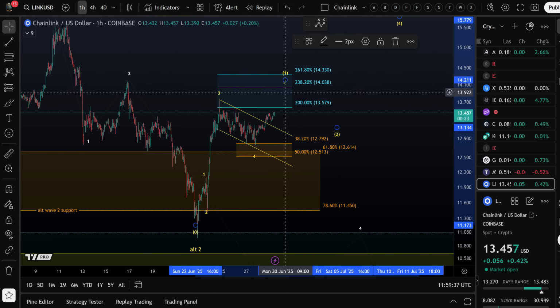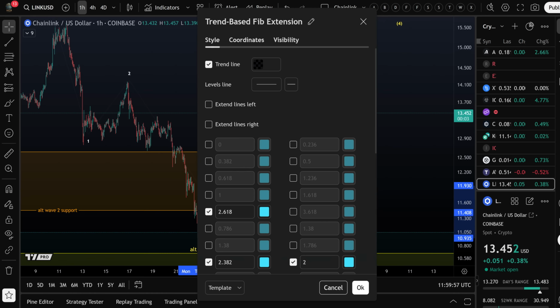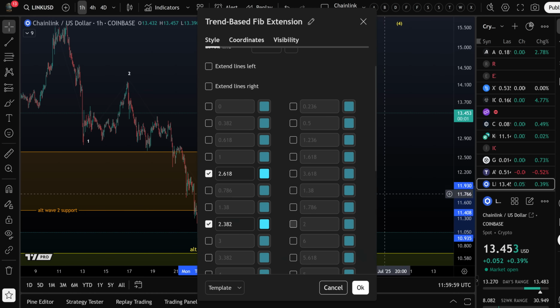And I shared with you yesterday that the next upside levels to watch are between $14.03 and $14.33. That's just the standard target zone, like the next upside targets to watch there. They haven't been reached yet. We can also find a different way of calculating targets. Why not do that? Let's do that together.